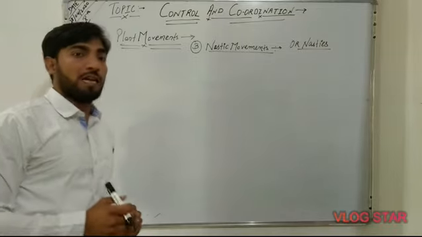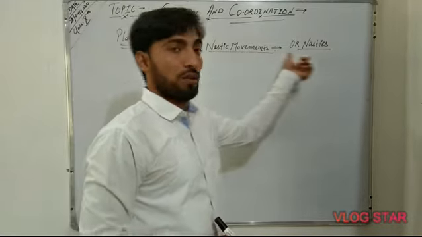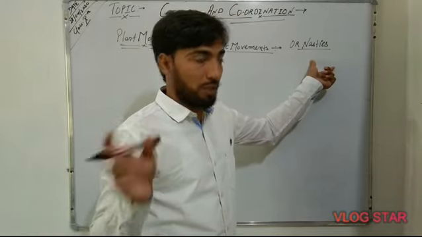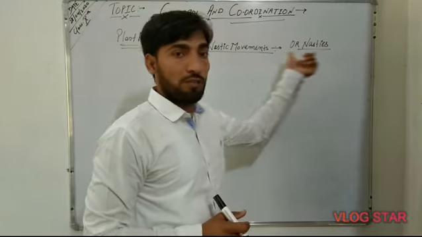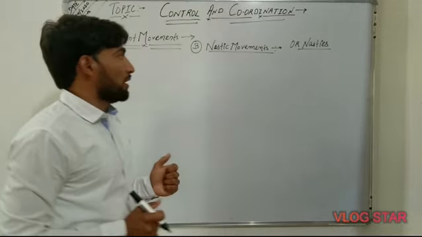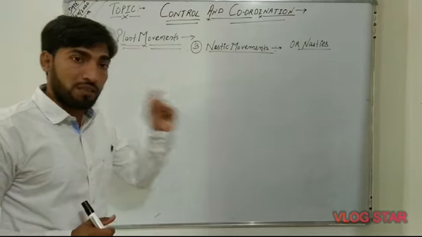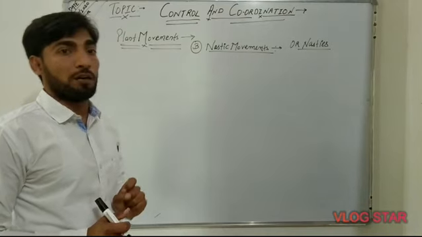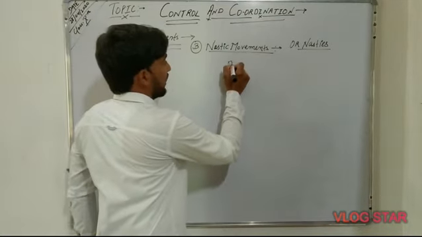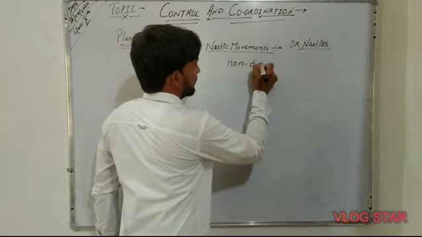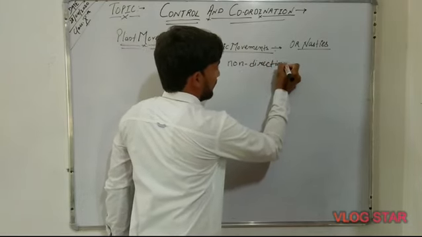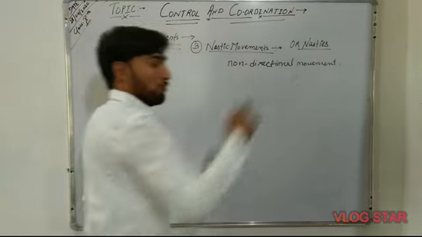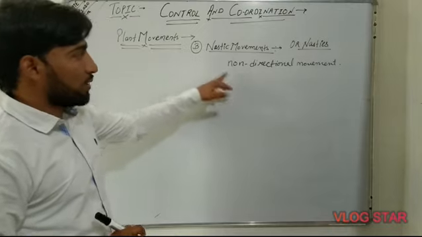Now, the second type of plant movements is nastic movements or nasties. We have discussed two types of plant movements: tropic movements, which we already discussed, and the second is nastic movements or nasties. In case of nastic movements, the direction of stimuli does not determine the direction of response of the plant part. So these nastic movements are non-directional movements, whereas the tropic movements were directional movements.